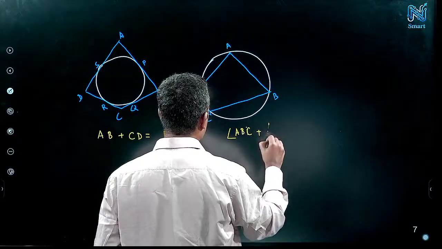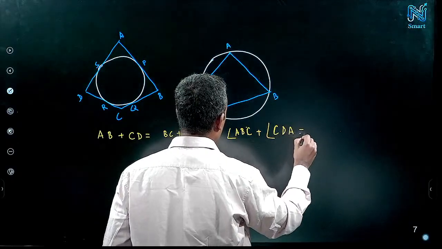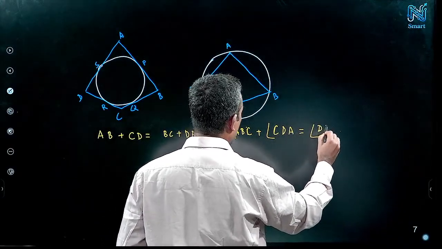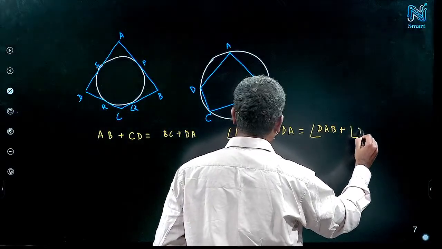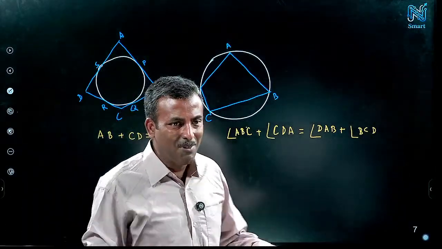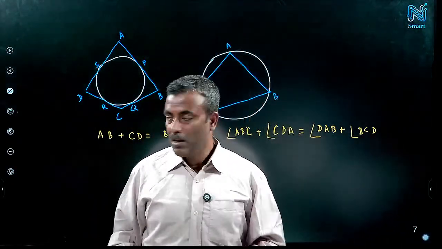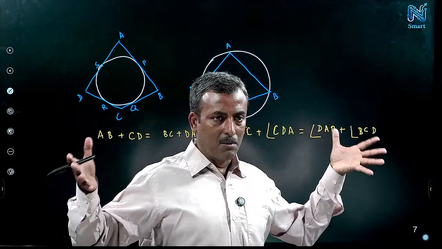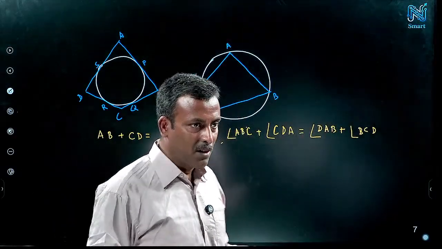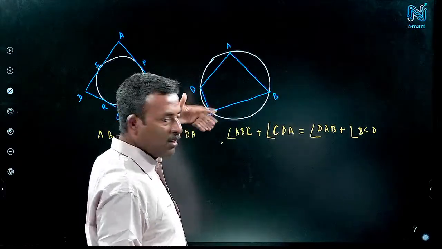ABC plus angle CDA is equal to angle DAB plus angle BCD, right? Plus 180. Obviously it is 180. I already told you that if these sums are equal, this is always 180. But we can't say here that somewhere the sides are bigger, but the angles are same, right? So, if this is true, then the figure is true.